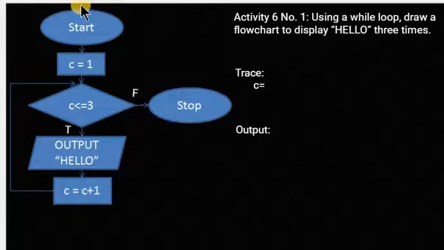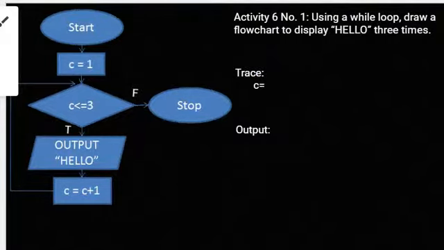So now we begin. First, we start from the start symbol, and following the direction of the arrow, we have C is equal to 1. So now we have an initial value for C. I'm just going to select here, and it should be 1. Okay, so the initial value of the variable C is 1.